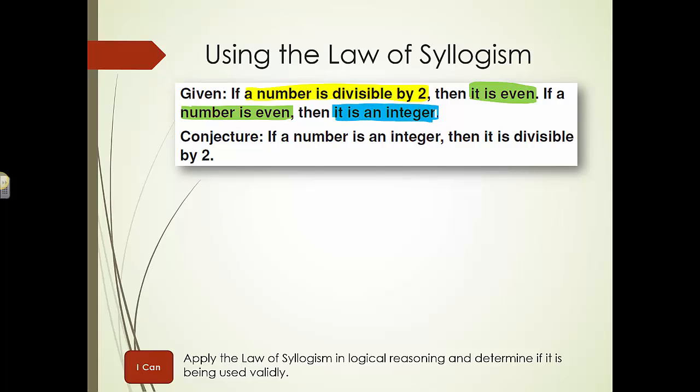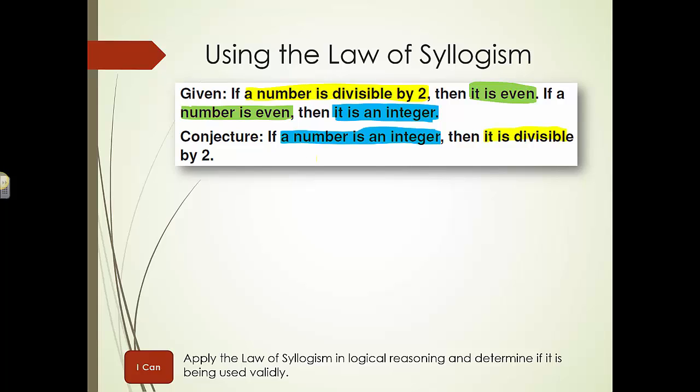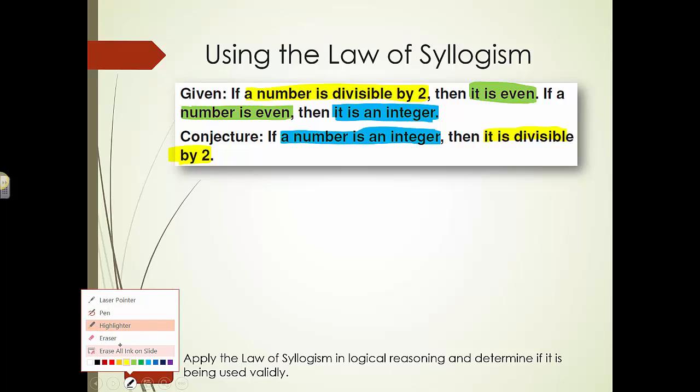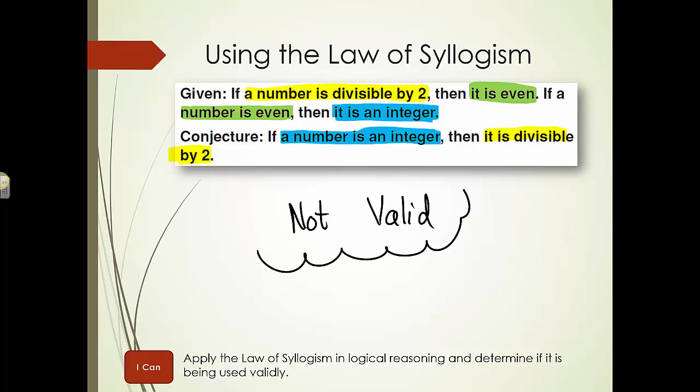Okay, so then the conjecture says if a number is an integer, that was blue, then it is divisible by 2, that was yellow. Is that a valid use? We should go yellow to green, green to blue, yellow to blue. But this goes yellow to green, green to blue, blue to yellow. And that is not the correct way to use the law of syllogism. So this is not a valid use of that law, not a valid use of that type of reasoning.